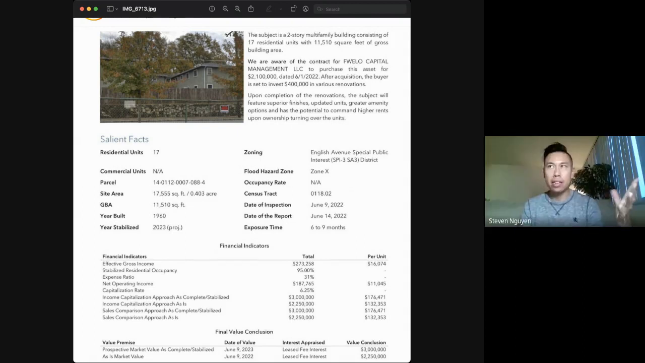Let's say he's selling for 2.1 and he has a $1.5 million loan on it. That 600K margin, you can pay him interest on that money as well.